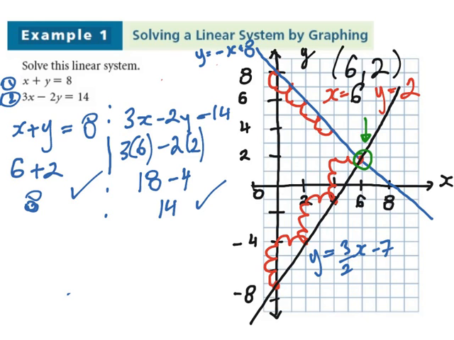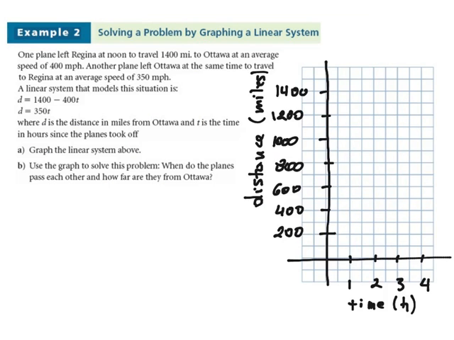Now let's take a look at a different example. I'm going to solve a problem again using graphing techniques. One plane left Regina at noon to travel 1,400 miles to Ottawa at an average speed of 400 miles per hour. Another plane left Ottawa at the same time to travel to Regina at an average speed of 350 miles per hour. A linear system that models the situation is d equals 1,400 minus 400t, and d is equal to 350t. So the first equation, we're going to consider as equation 1, and the second equation as equation 2.